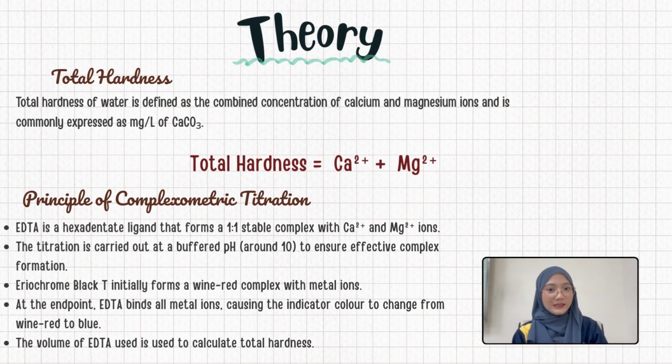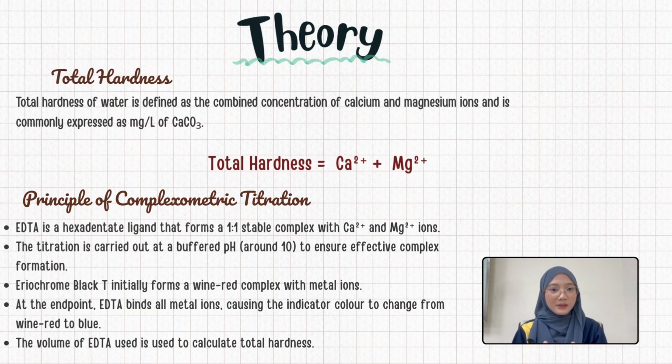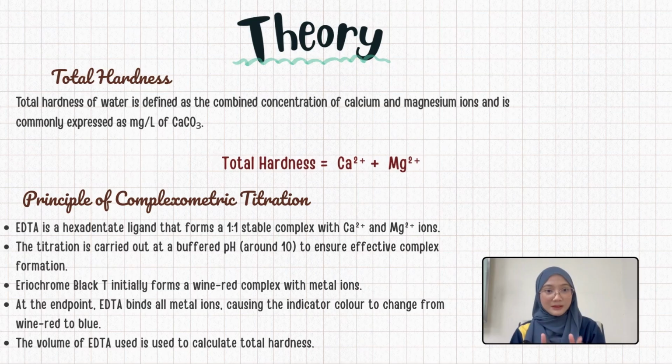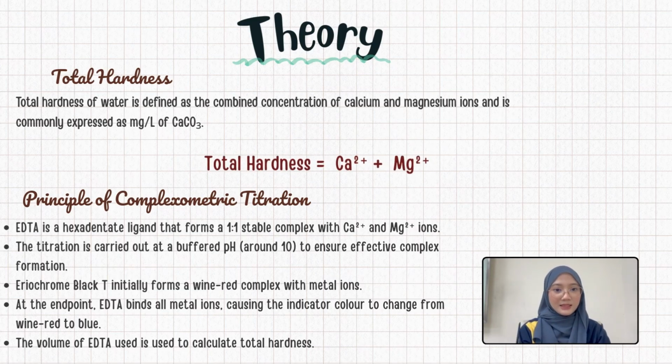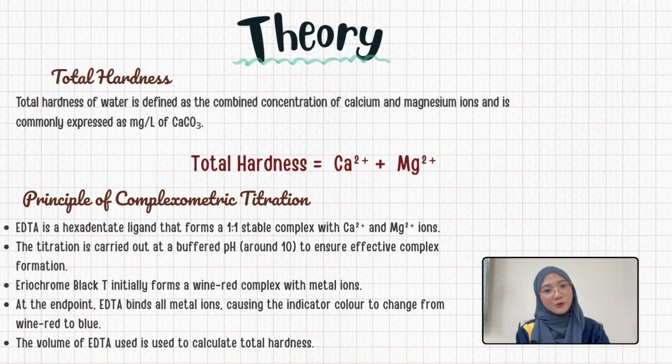So for the theory, the total hardness of water is defined as the combined concentration of calcium and magnesium ions, and is commonly expressed in milligrams per liter as calcium carbonate. So in simple terms, the total hardness is represented as the sum of calcium ion and magnesium ion, and written as total hardness equals Ca2+ plus Mg2+.